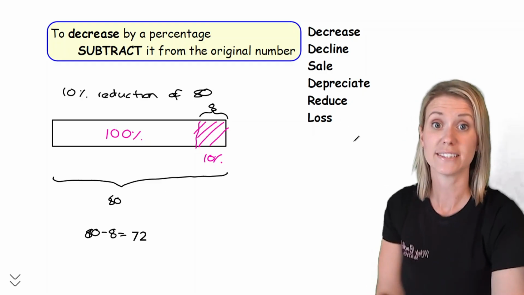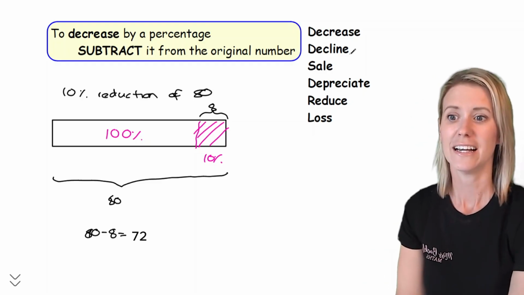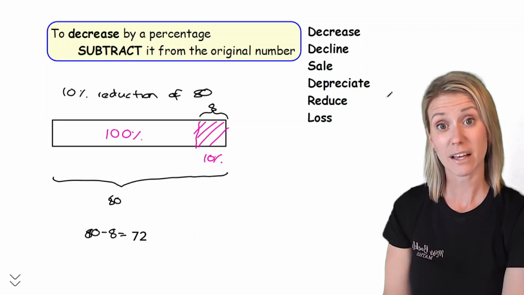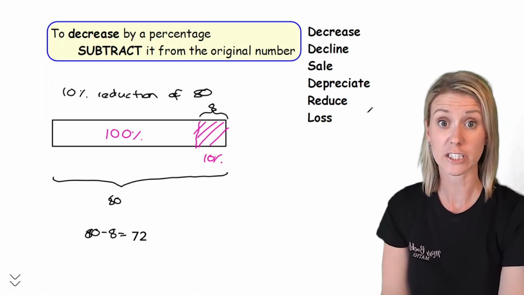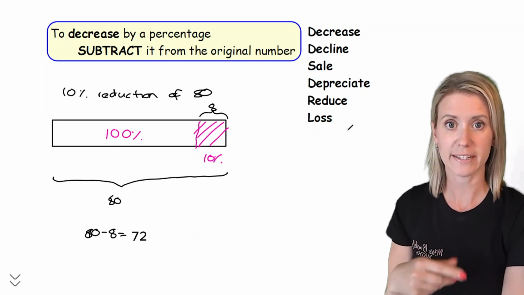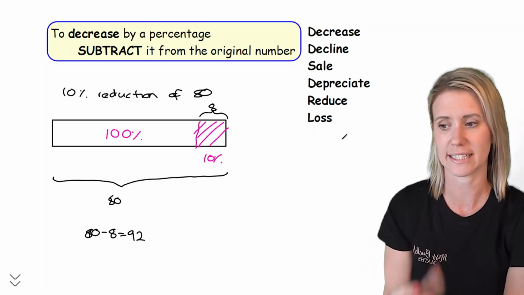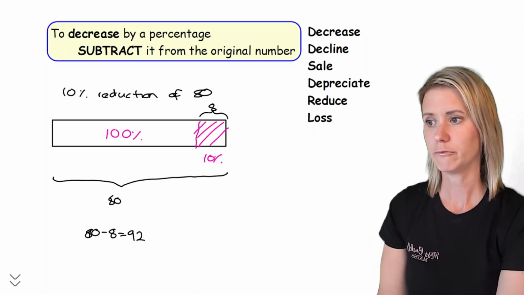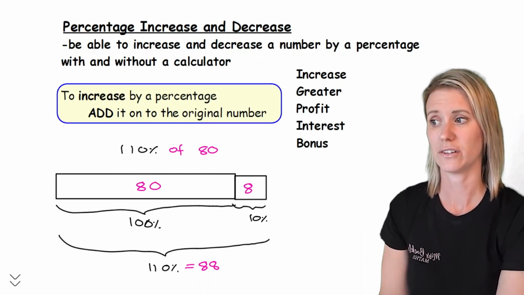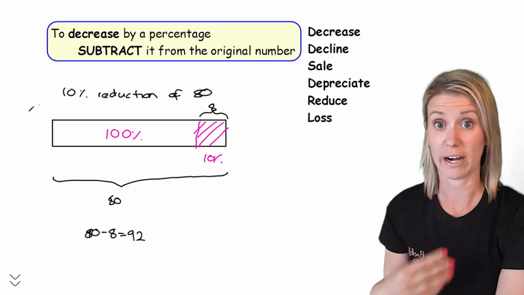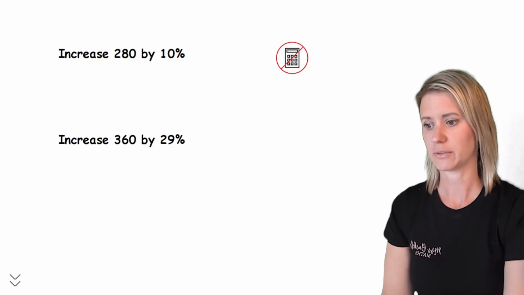Just be careful for other words that also mean decrease. Decline, a sale means it's going down, depreciate, reduction or reduce, or a loss. All of those words in a question would mean you're subtracting that amount away. So for an increase, we're going to add it on, and for a decrease, we're going to subtract it from the original. Let's do some questions on this then.